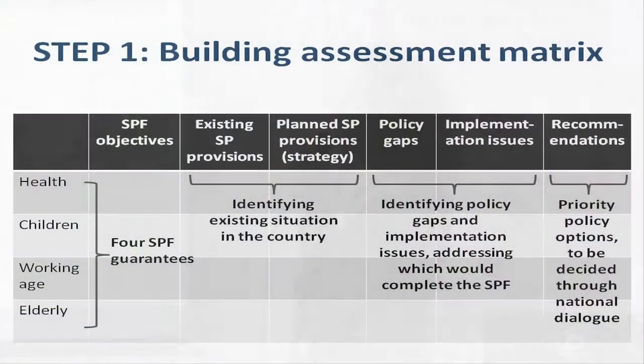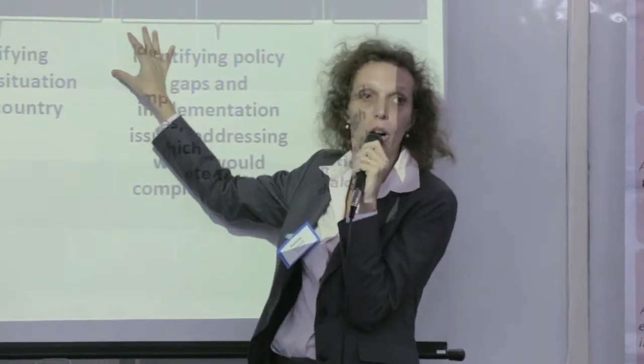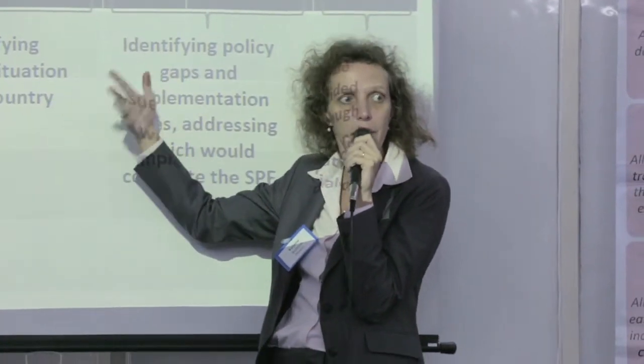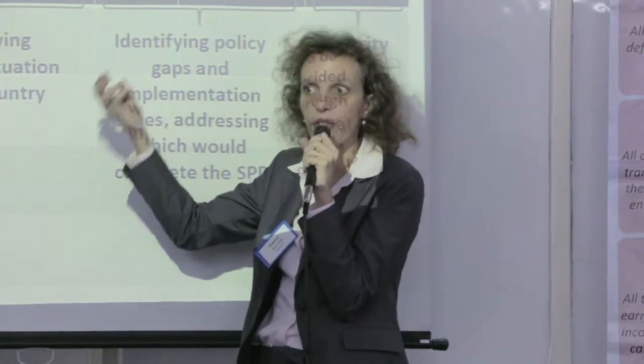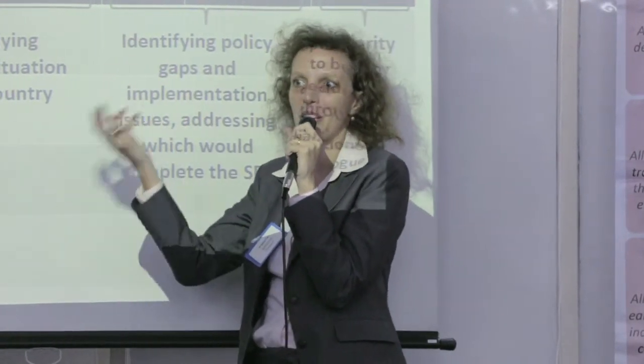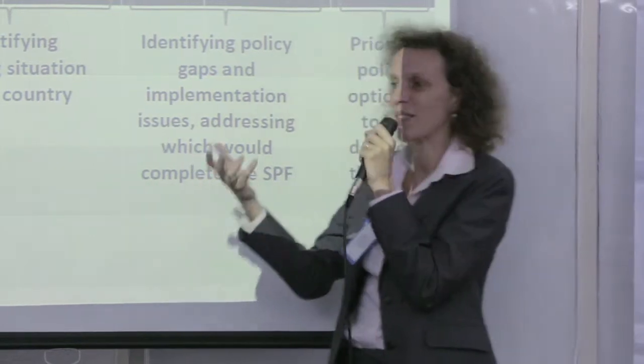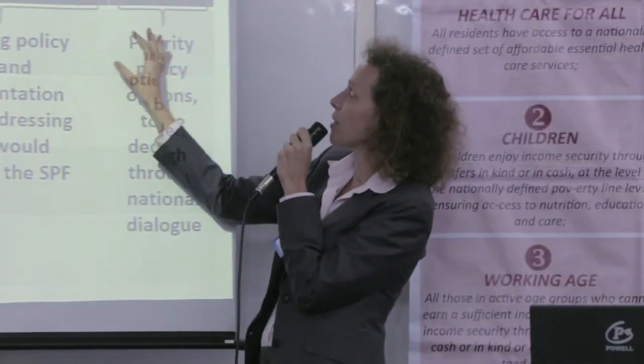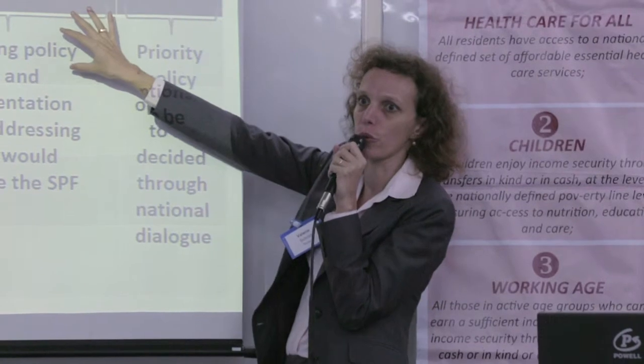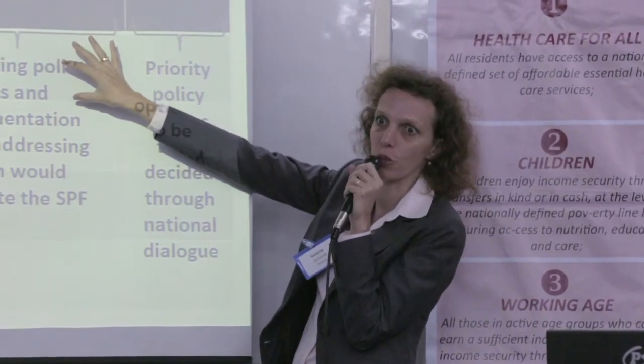And then we come up with some recommendations on how to improve the situation, meaning how to close the policy gaps, so it can cover those who are not covered, or increase the level of benefits, or define a benefit package when the benefit package is not defined. This can be this kind of recommendation, and recommendations to solve the implementation issues.